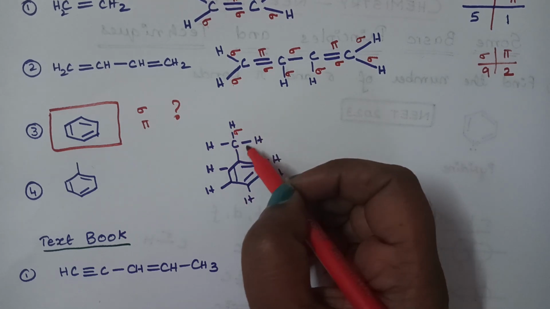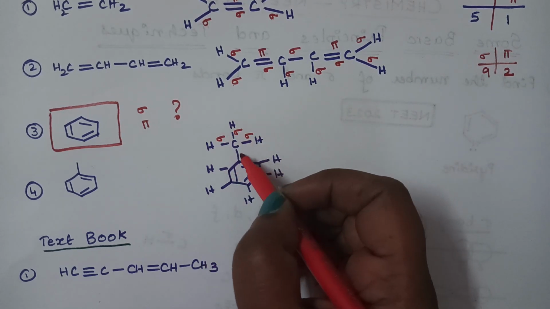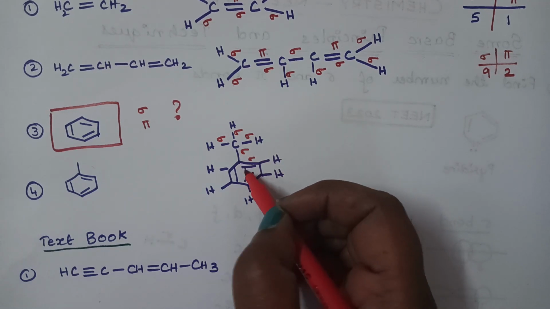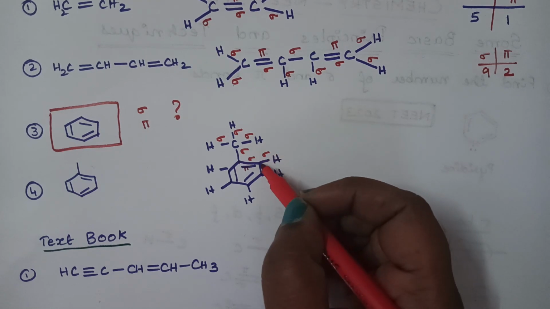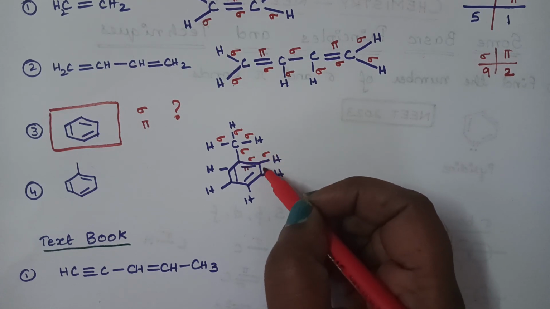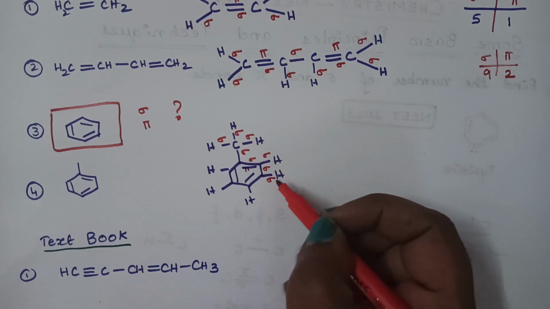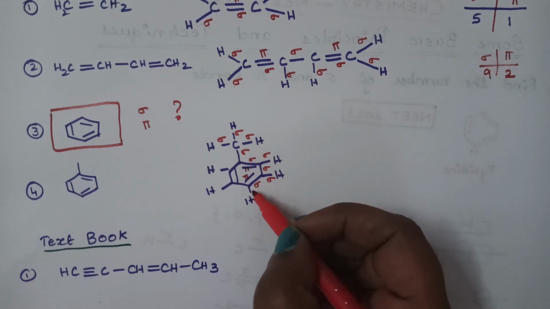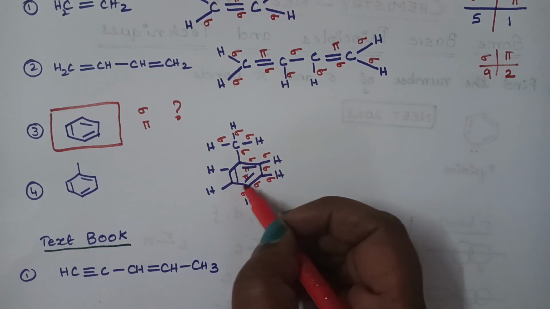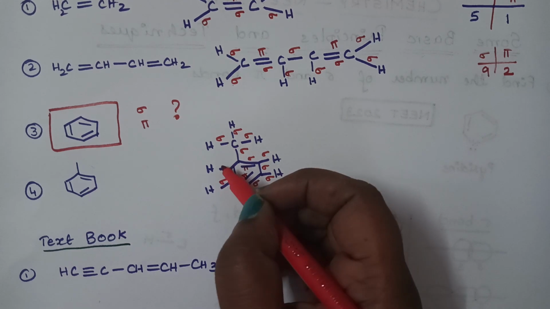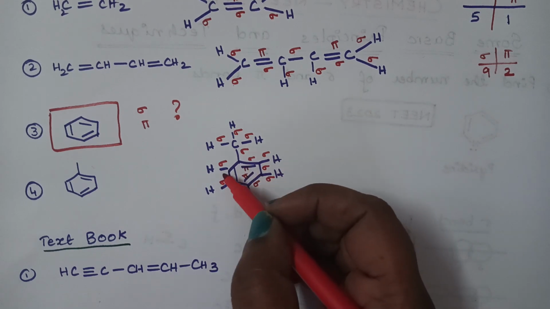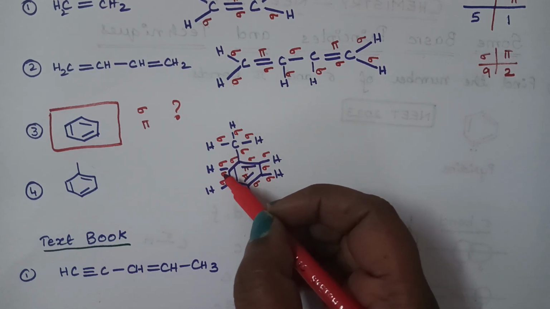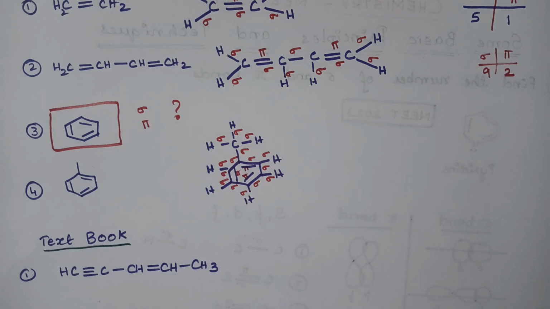So this is sigma bond, sigma bond, sigma bond, sigma bond, and here out of the double bond, one will be sigma and another will be pi bond. And this bond will be sigma bond, this will be sigma, this will be sigma bond, and here out of the double bond, one will be sigma and one will be pi bond, and this will be sigma bond, this will be sigma. The hydrogen atoms have sigma bonds, here one sigma and here one sigma bond, and here out of the double bond, one is sigma and one is pi bond.